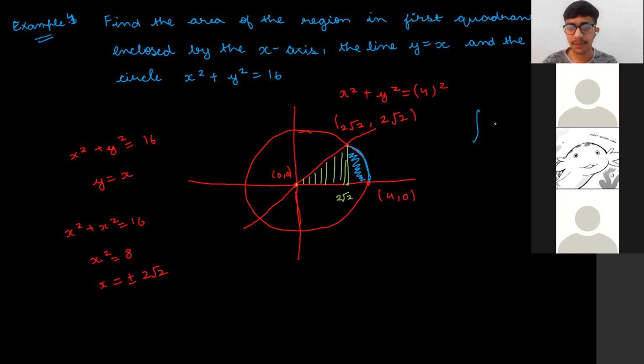So basically, this whole thing will be like integration line dx. I'm not writing the equation, but just for your simplicity. So line ka integration from 0 to 2 root 2 plus integration circle from 2 root 2 to 4. This is how you calculate the area.